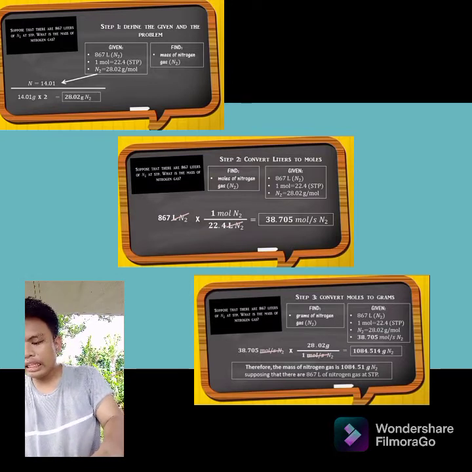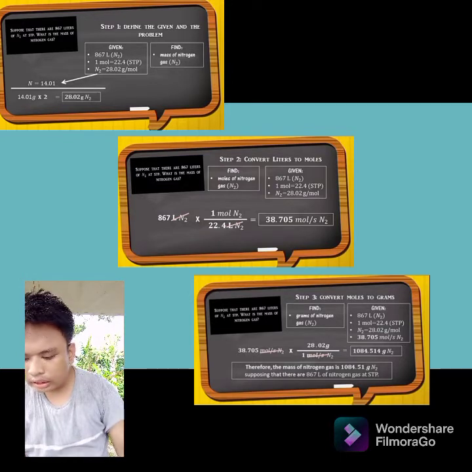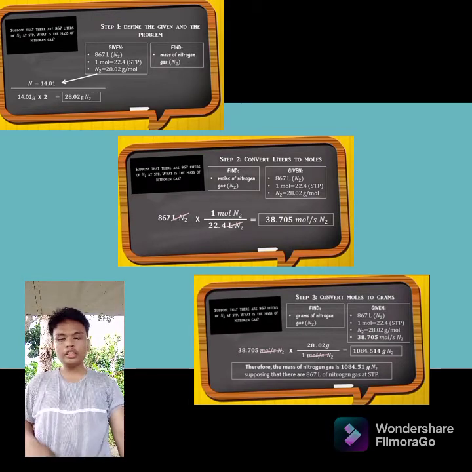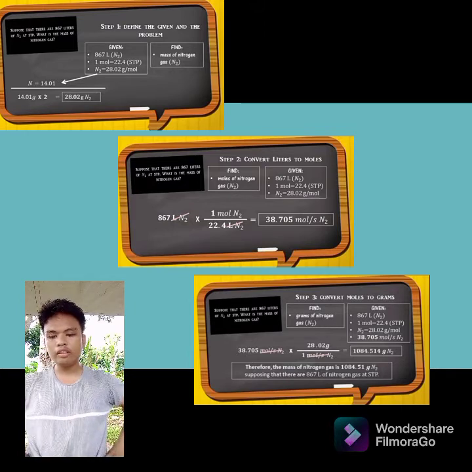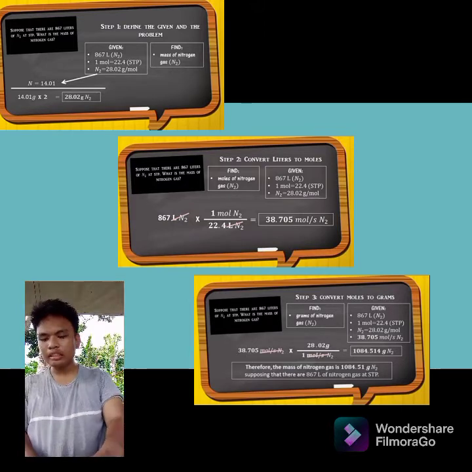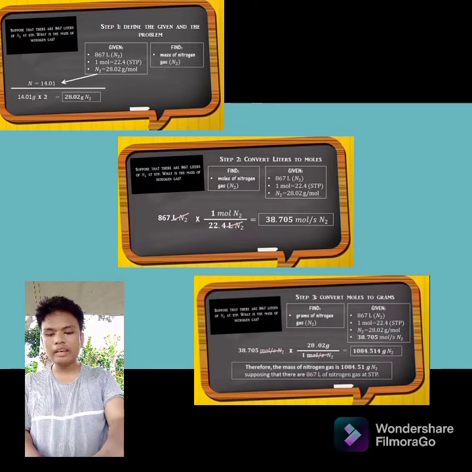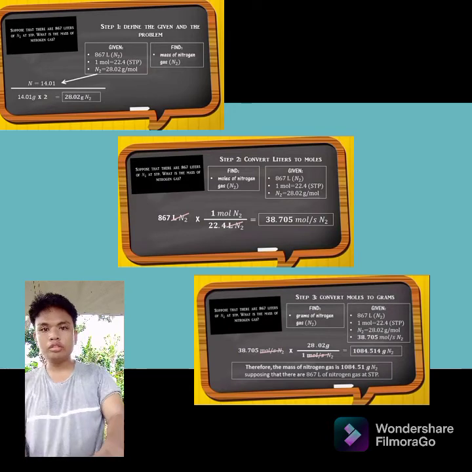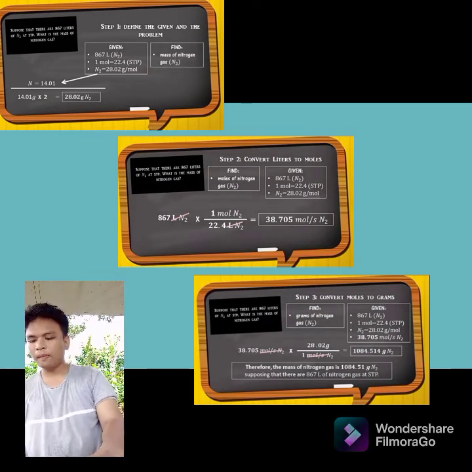So 867 liters of nitrogen gas times 1 mole of nitrogen gas divided by 22.4 liters of nitrogen gas equals, we need to cancel. So 867 times 1 mole of nitrogen gas divided by 22.4 equals 38.705 moles of nitrogen gas.